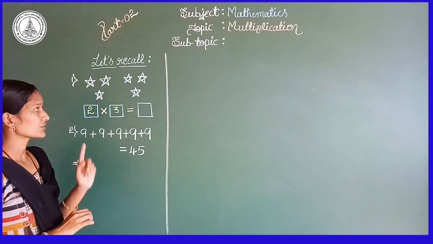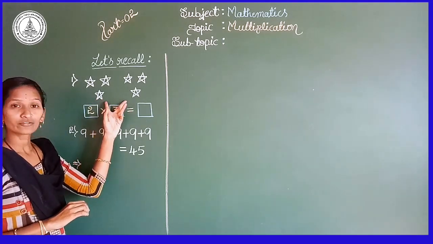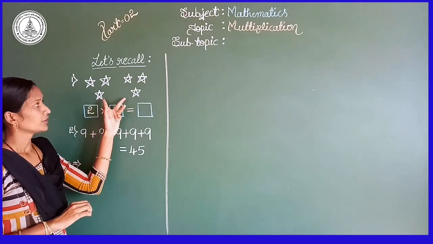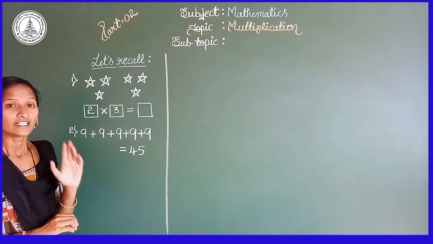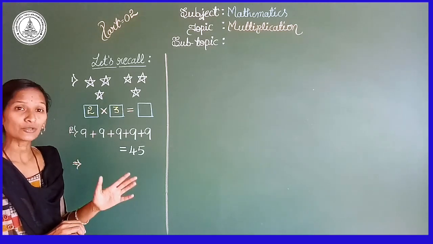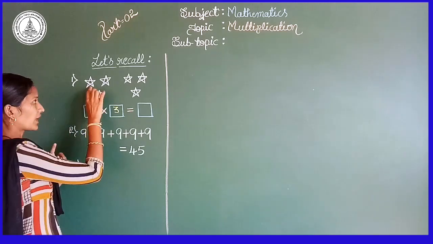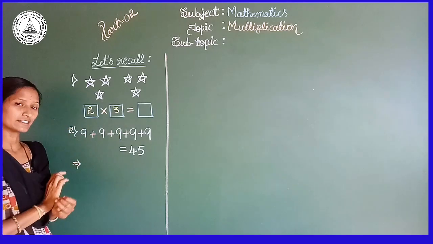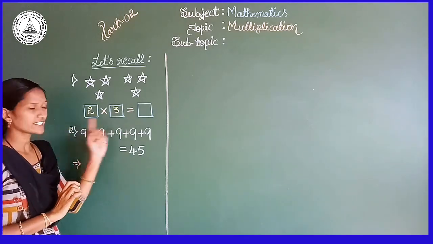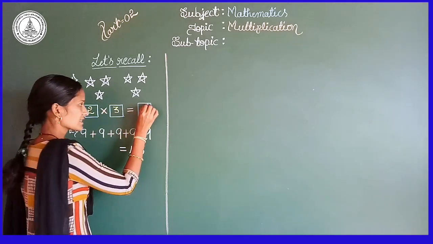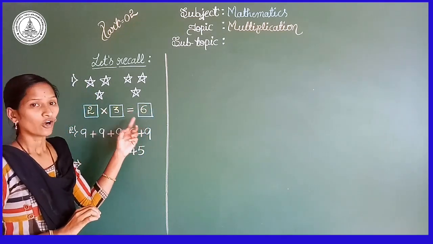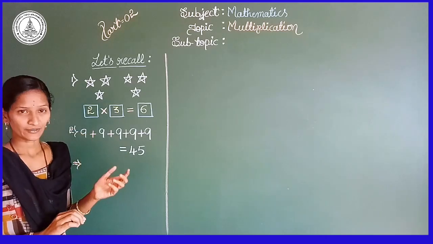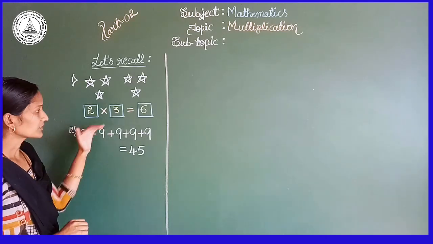Right? So at first you have to write down the total number of groups. Here 2 groups are there. So I am writing 2 here. Next, in each group we have 3 stars. 1, 2, 3. So I am writing 3. So 2 threes are 6. So this is the multiplication fact of the given figure. Right? So come to the second one.